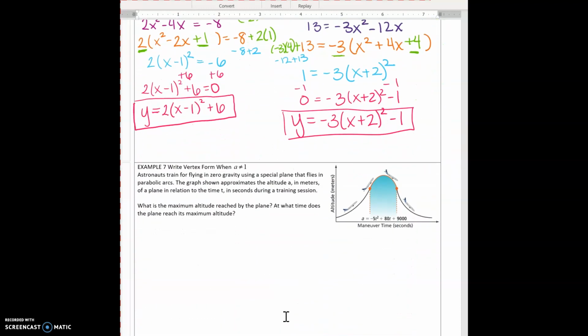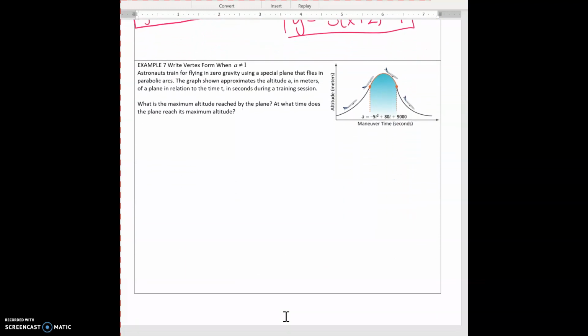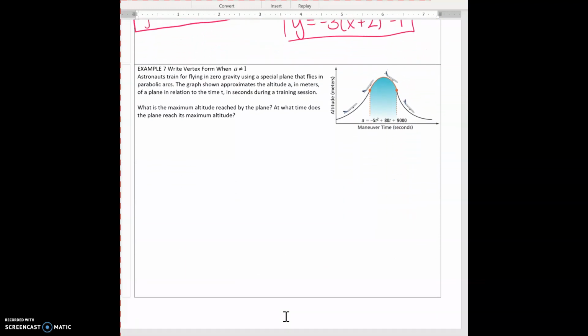The very last one is a story problem, and it's talking about astronauts training for flying in 0 gravity. It gives this graph here, and it gives the formula, and then it asks what is the maximum altitude reached by the plane, and what time does the plane reach its maximum.